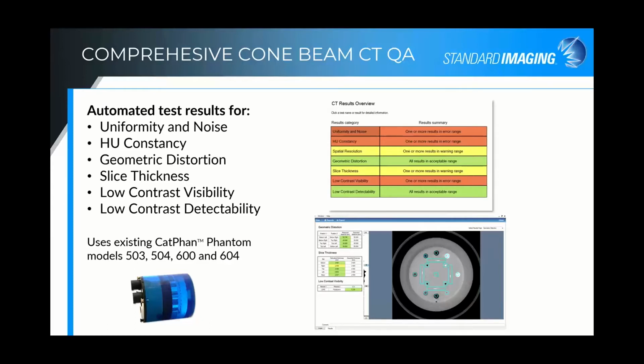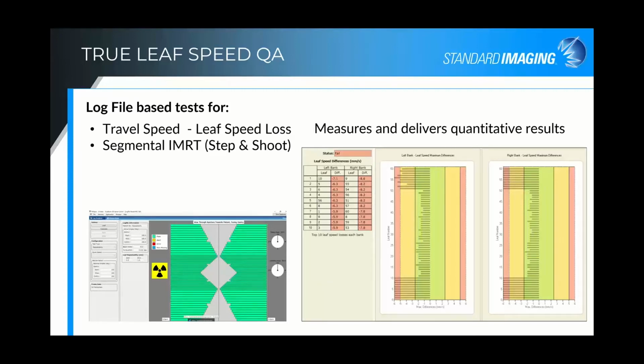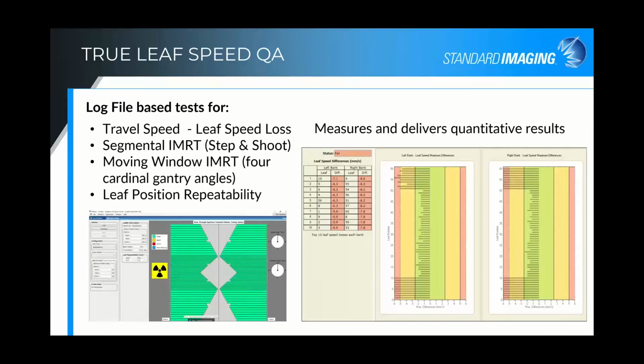So then moving on to our MLC tests, we've got what we call true leaf speed QA. We actually have log file based tests for travel speed and your leaf speed loss, your segmented IMRT, either step and shoot or a moving window IMRT with the 4 cardinal gantry angles. And then also a leaf position repeatability. And like I mentioned, it's a true leaf speed. We actually look at the leaf speed of each individual leaf and report on each individual leaf speed error.